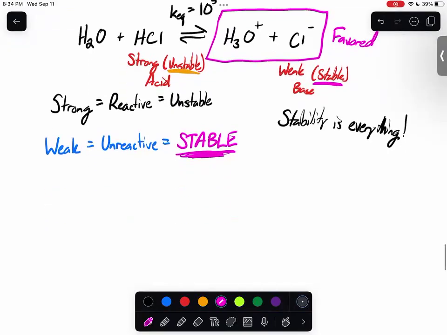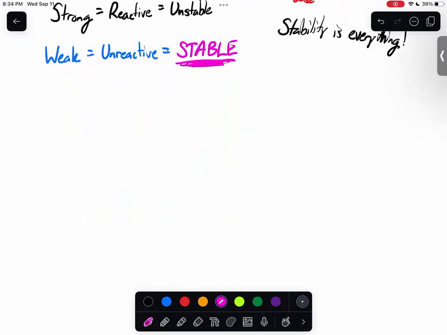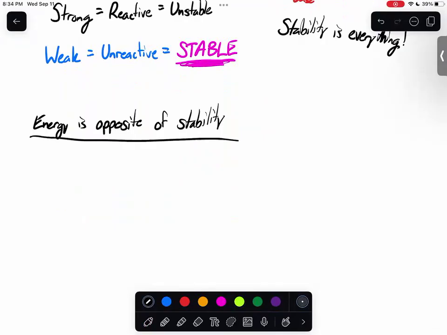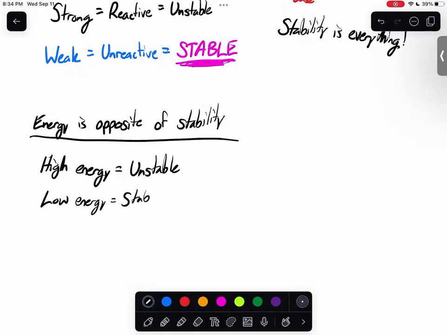So, how do we understand stability? Well, to understand stability, we need to understand the statement: energy is opposite of stability, right? And so what this means is if something is high energy, it is unstable. If something is low energy, it is stable. And so what we're always shooting for is lowest energy is best.